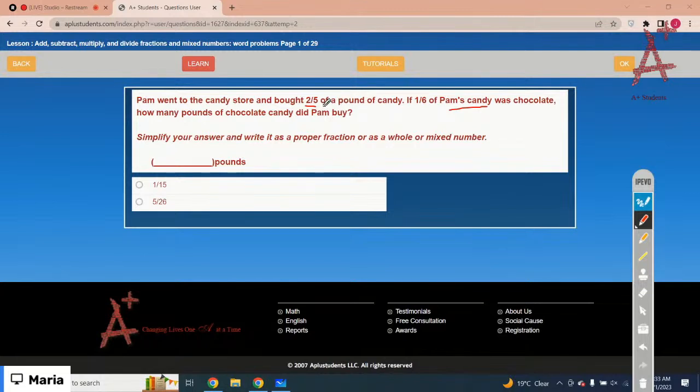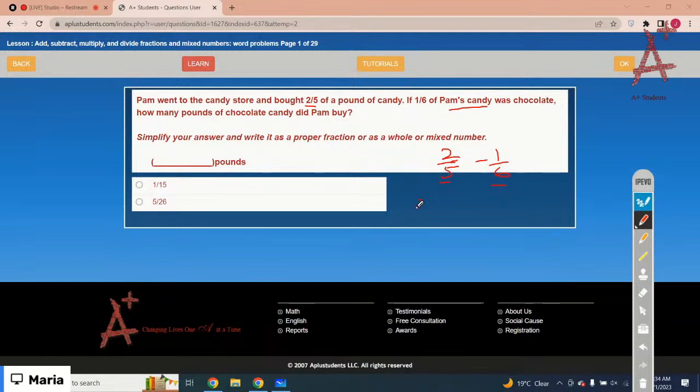Wait, let me read it again. Pam went to the candy store and bought 2/5 of a pound of candy. If 1/6 of Pam's candy was chocolate, oh yes, you have to subtract 2/5 minus 1/6. Got it? First of all, we have to make their denominators the same. Here you have 6 and here you have 5. You have to find a number that is common between 5 and 6. That would be 30.